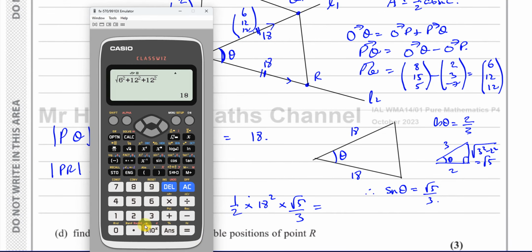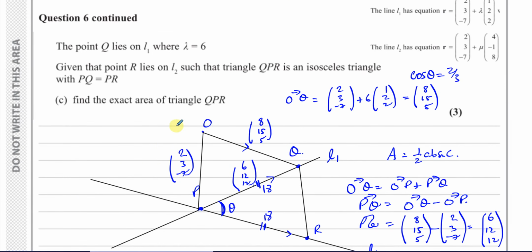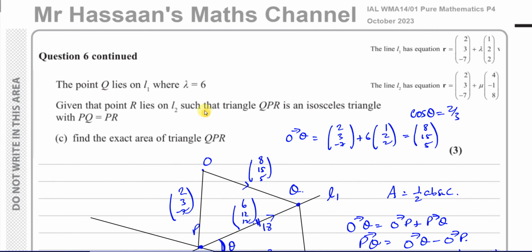So we have here 0.5 times 18 squared times root 5 divided by 3. And that gives us an answer which is 54 root 5, 54 root 5 square units. So there is the answer to part C, the exact area of the triangle QPR.